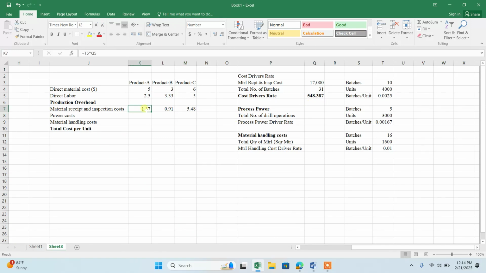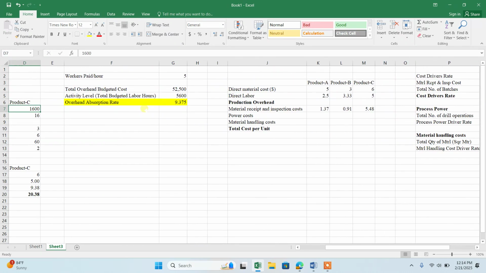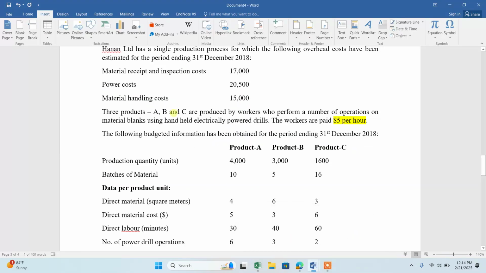Now you can see, my dear, in activity based costing we have a cost driver rate for only one of the overhead costs, while in absorption costing we had the same rate for all three. In activity based costing, the power cost has its own cost driver. We will not sum it all up. What is the power cost? The power cost is 20,500. This 20,500 is the overhead cost for 8,600 units: 4,000 of A, 3,000 of B, and 1,600 of C. This is the total cost of all these units.